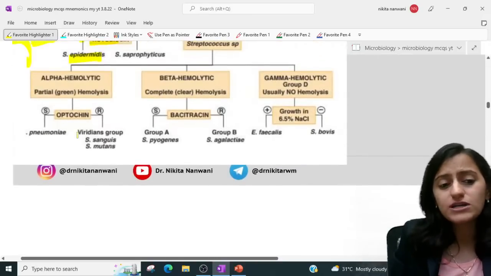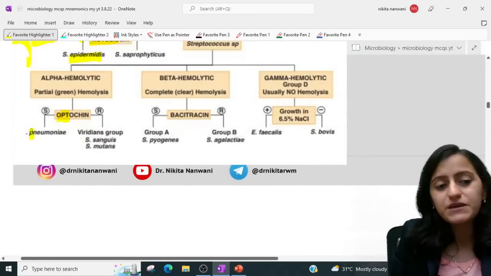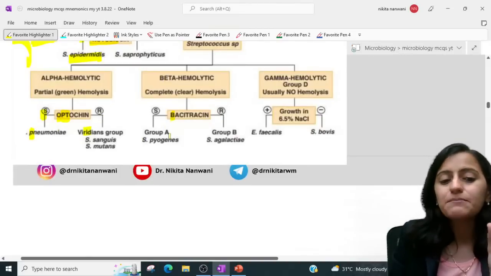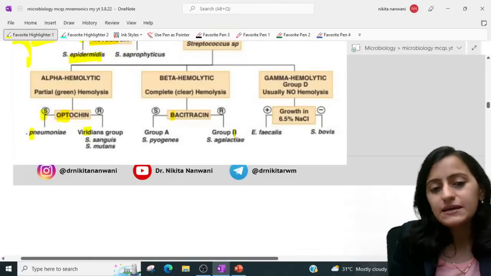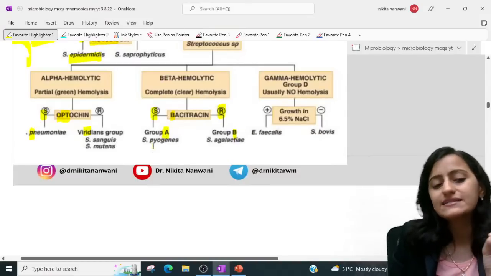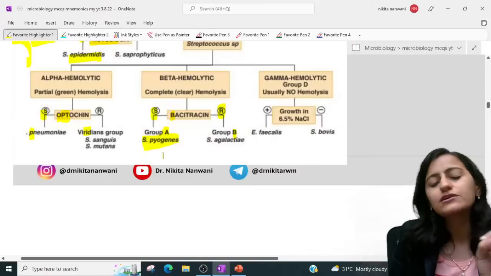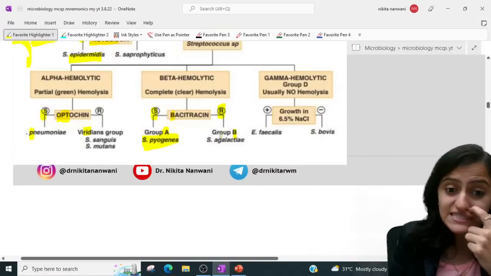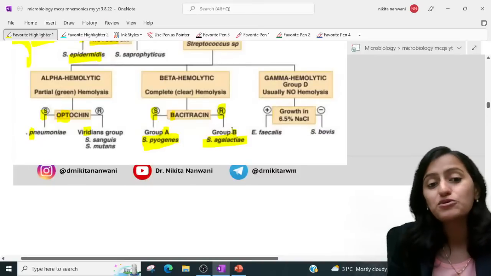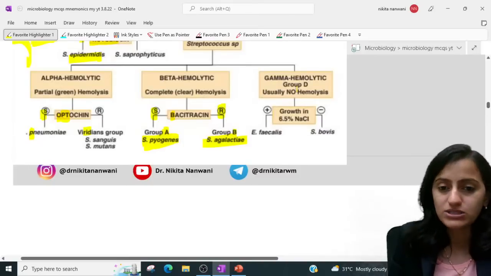In Streptococcus, alpha, beta, gamma hemolytic, optochin sensitive, P for P, is pneumoniae. Viridans is resistant. B for bacitracin, that means BR. Group B Streptococcus is resistant, Group A is sensitive. Group A basically includes your Streptococcus pyogenes, and Group B Streptococcus is your Streptococcus agalactiae. Neonatal meningitis, it's an important cause there.